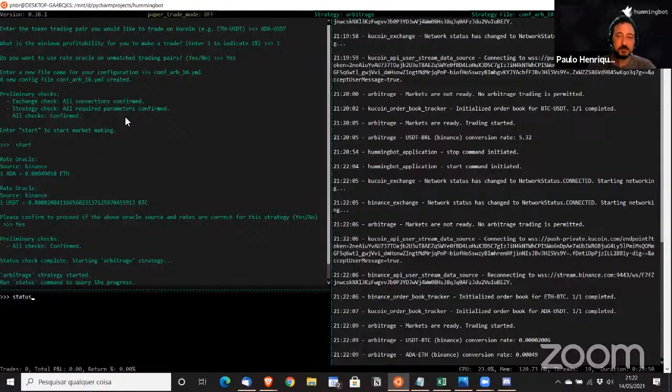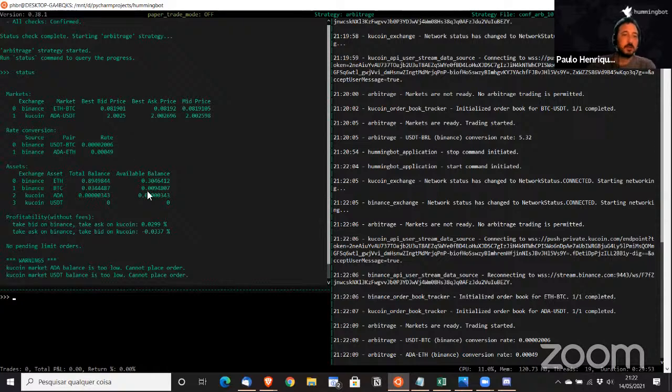Let's check the status. And here we go. We are arbitraging against 4 different tokens, right? But they are paired and matched with the same reference value. So there is a lot of pretty interesting things you can do with this. If you're a developer, well, you can be even creative and create a lot of cool strategies using this price oracle reference, right?